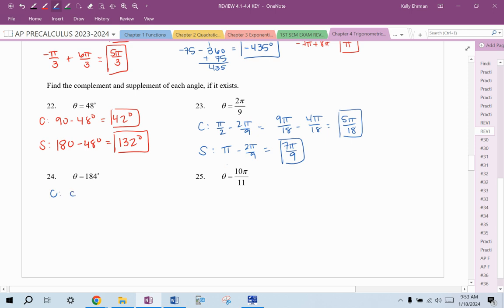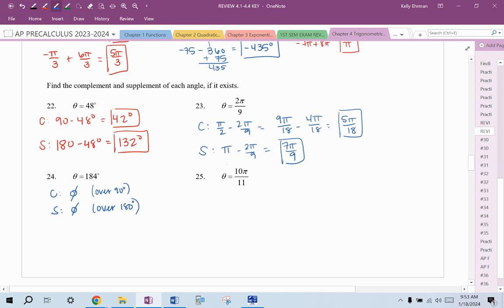184, there's no complement because that's greater than 90 degrees. And there's no supplement because that's already greater than 180. So no negative answers for complements or supplements.